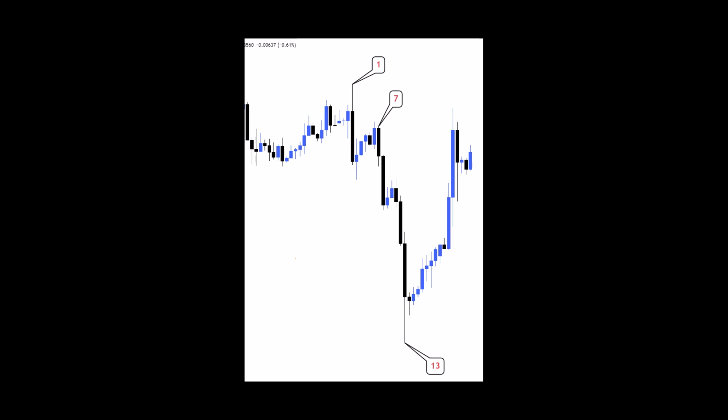Let's review another counting example, Neo. This is 4-hour chart on Eurodollar. We picked the bearish closed candle that created the highest high, and we've got perfect turning points at 7th and 13th candle here.